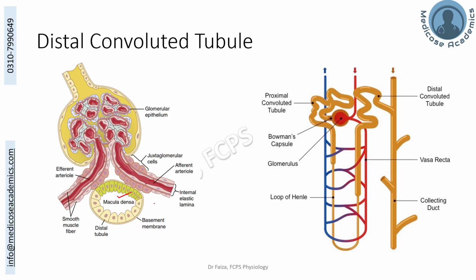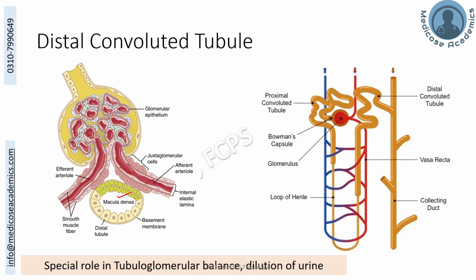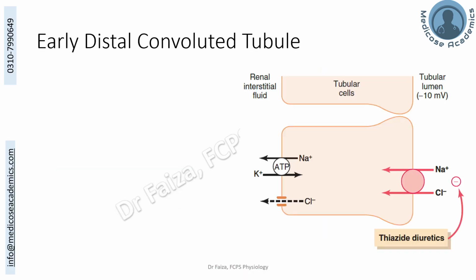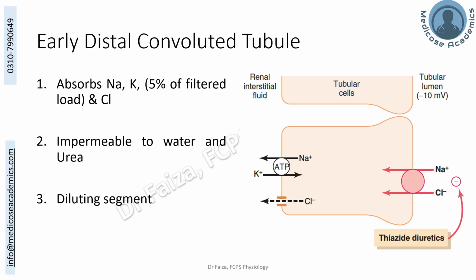of the macula densa that we have discussed in our session on the tubulo-glomerular feedback as well. The special role in the dilution of urine we will be discussing in a coming up session. This early distal convoluted tubule absorbs approximately 5% of the filtered load of sodium, potassium, and chloride by this sodium chloride co-transporter. You can appreciate again the sodium potassium ATPase pump on the basolateral membrane.